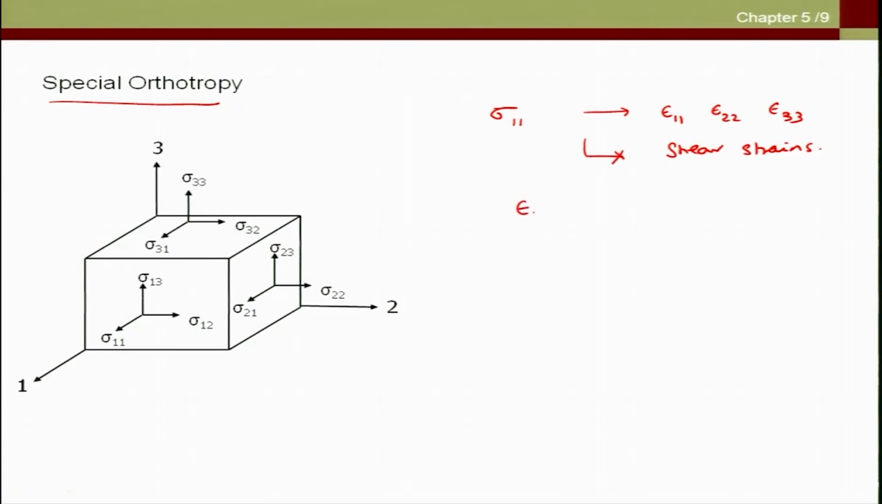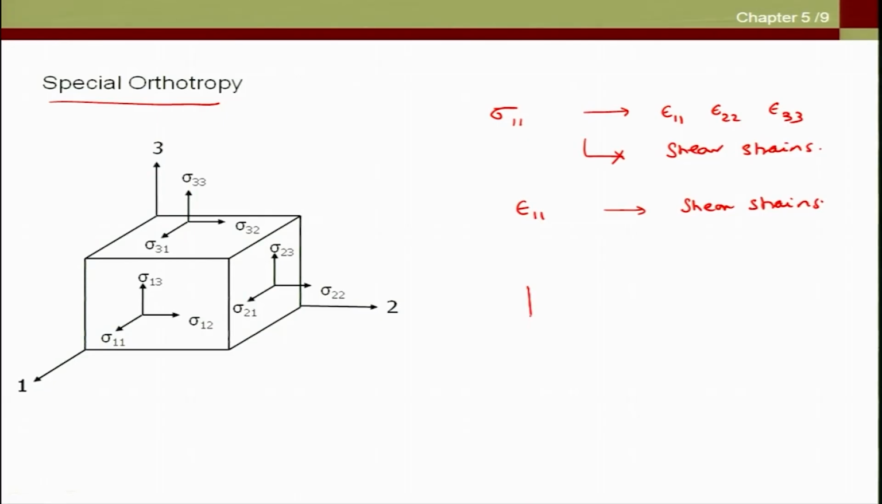Similarly, if I pull it in epsilon 11 direction only, then it will generate stresses in other directions, but it will not generate shear strains. Okay. This is what it means. Physically, why would that be possible?